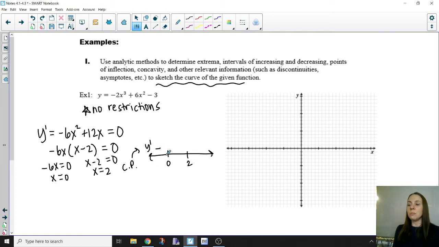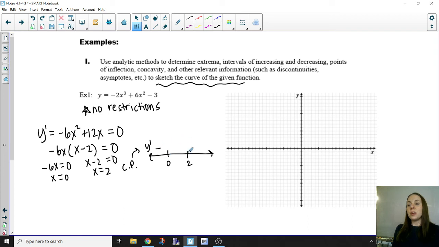Now, I didn't actually mark -1 on my number line because -1 was just a number that I picked. Somebody else could pick a different number to the left of 0, fill it in here, and guess what? They would also end up with a negative first derivative. It doesn't matter if you pick -1, -2, -5, -100. It's always going to end up being a negative first derivative to the left of 0.